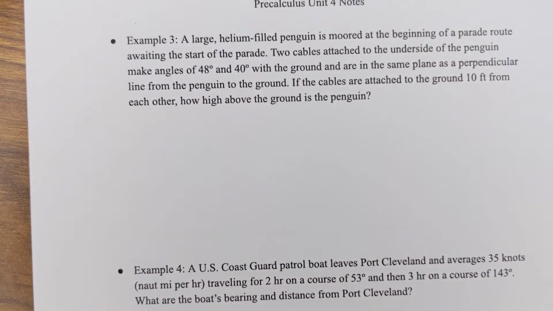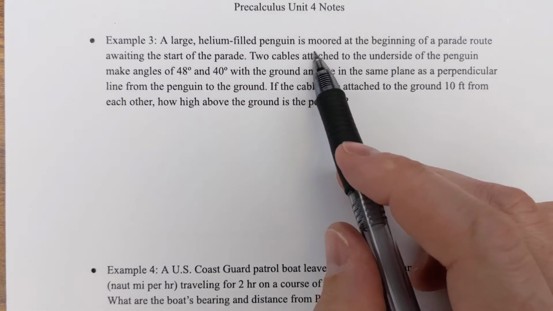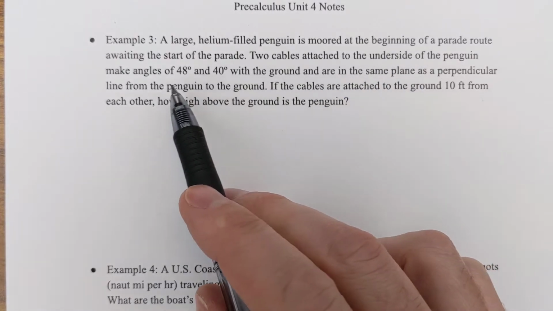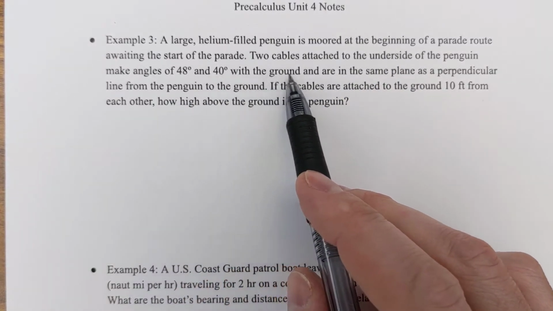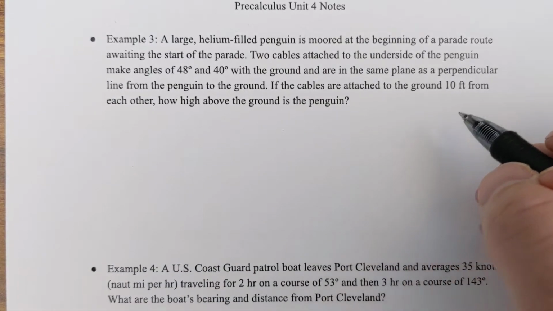Okay, so example 3, we've got a large helium-filled penguin moored at the beginning of a parade route, awaiting the start of the parade. Two cables attached to the underside of the penguin make angles of 48 and 40 degrees with the ground, in the same plane, and so on. The anchor points are 10 feet from each other. How high above the ground is the penguin?